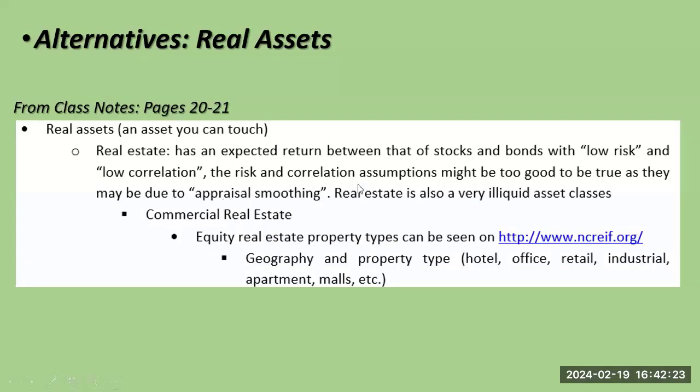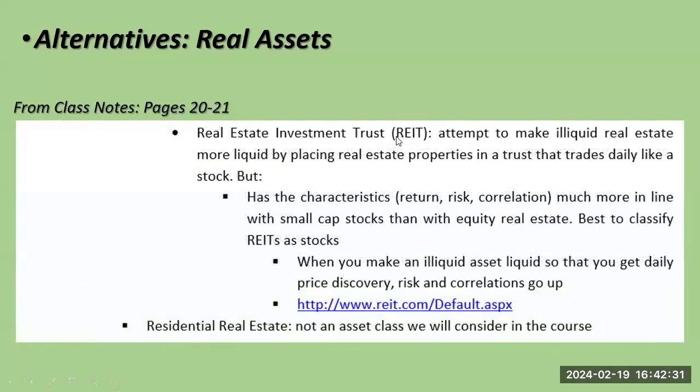Now, is there a way we can get away from this appraisal smoothing? What if we put real estate into a daily traded stock fund and call it a REIT? Have y'all heard of REITs, real estate investment trust? So what if we created a mutual fund and just bunched real estate into it? Now we got daily prices. That's wonderful. Except for what? It no longer looks like real estate. Now it looks like a small cap stock. As far as its risk and its correlation, it looks more like a small cap stock. It doesn't look like real estate. When you make something liquid and make it daily traded, it doesn't look like its original asset class.